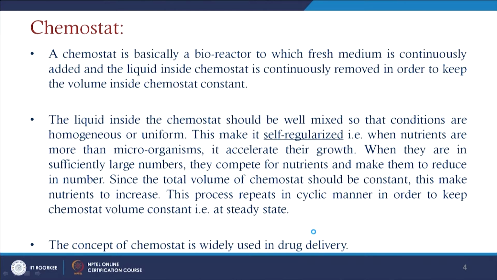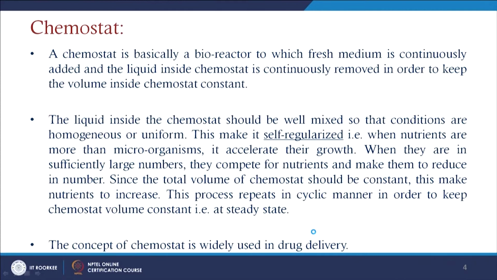Presently, we are discussing the chemostat, which is used for the culture of cells. There are two types of cell culture: one is called the continuous culture technique, and the other is called the batch culture technique. We are not going into detail on that, but in a general sense, a chemostat is basically a bioreactor to which fresh medium is continuously added, as I have explained.